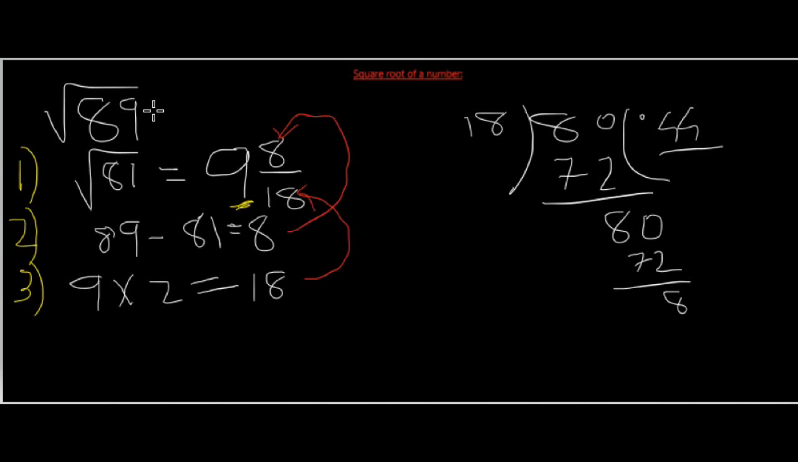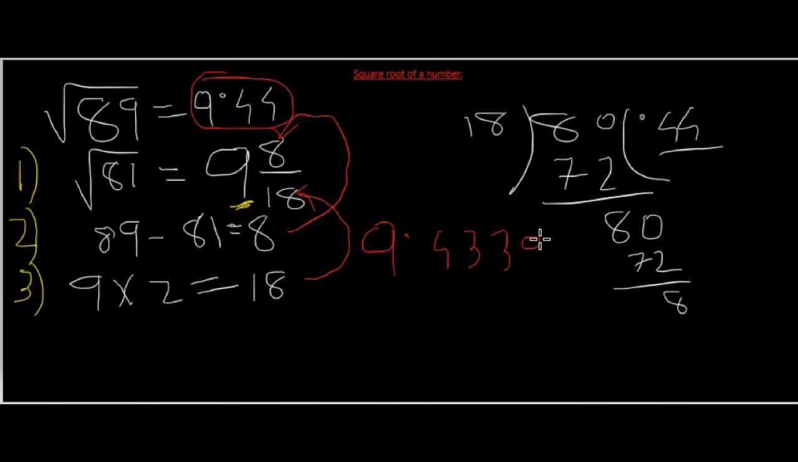Okay, so now root over 89 will give me 9. Write this number 9, this is an ugly 9, very ugly 9, 9.44. So this is my theoretical result. Now what is the actual result of this thing? Let me calculate it. The actual result is 9.4339. So damn, it is very close.